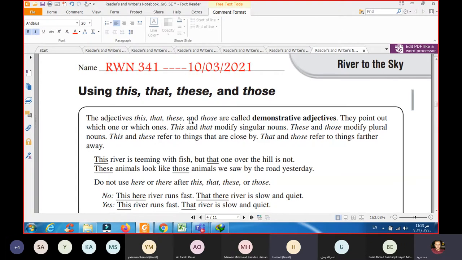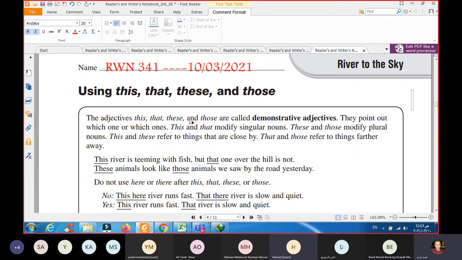Let's go. This river is teeming with fish, but that one over the hill is not. Okay. These animals look like those animals we saw by the road yesterday. No, this here river runs fast. That there river is slow and quiet. Yes, this river runs fast. That river is slow and quiet. The first one that says no is the wrong one, and the second one is the correct one.